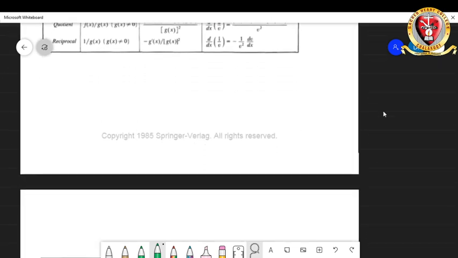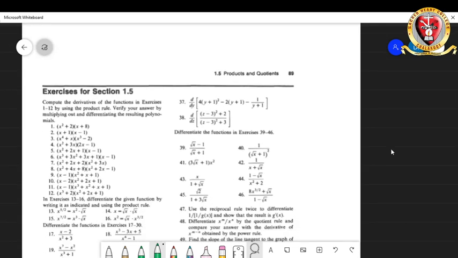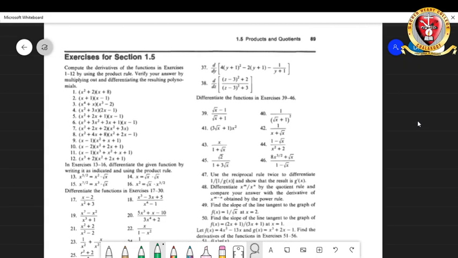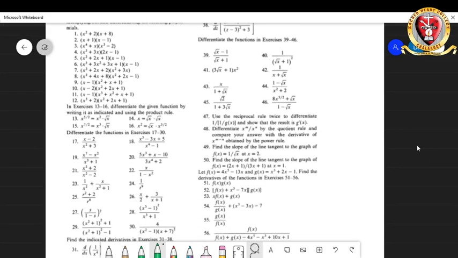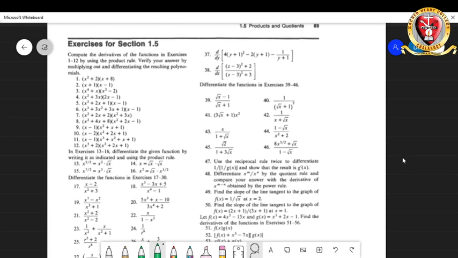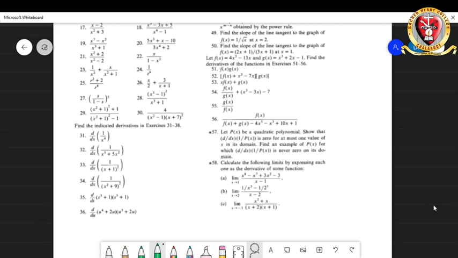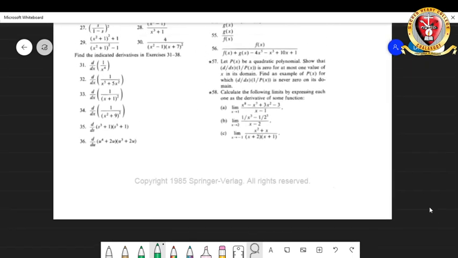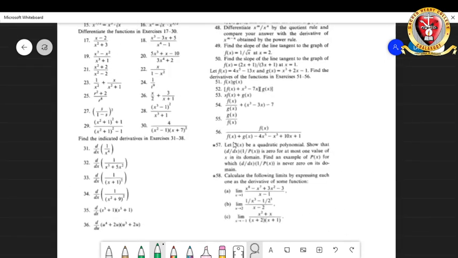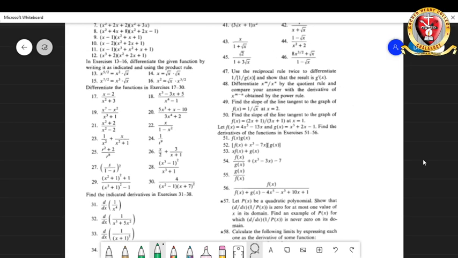So that's how we end up with the rules, and you have to solve all the questions that are in the exercise of section 1.5, and you have to complete all the lecture notes, and also submit when you are asked to submit as assignment, submit all the worked out solutions of the exercises here from 1 to 56. You'll have time till next Tuesday.